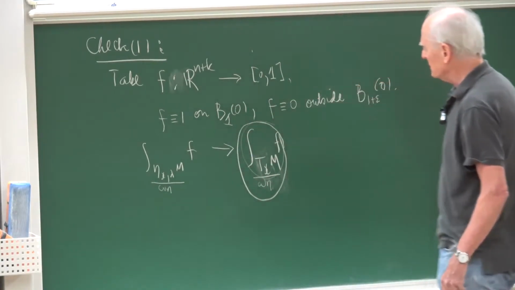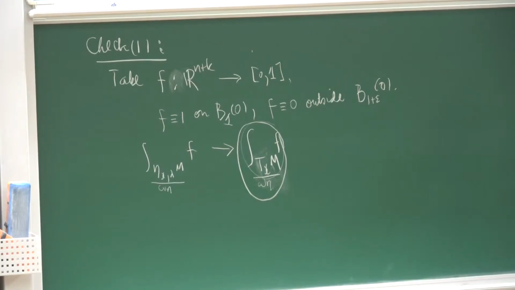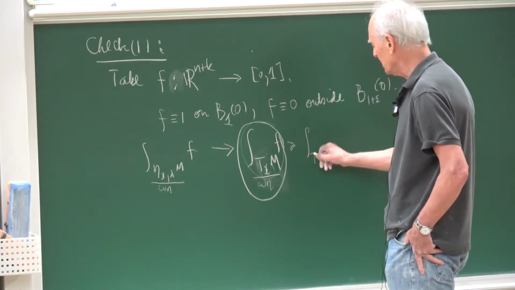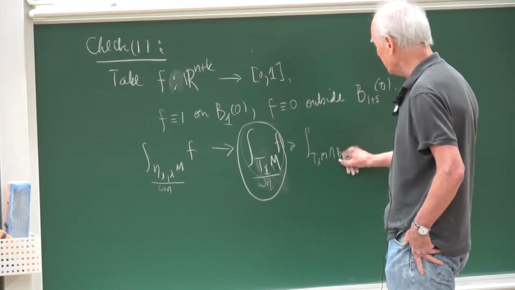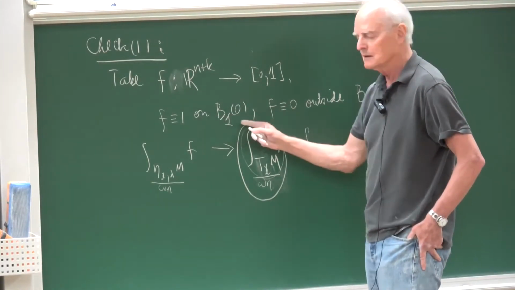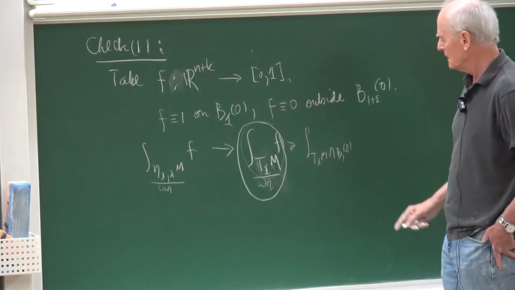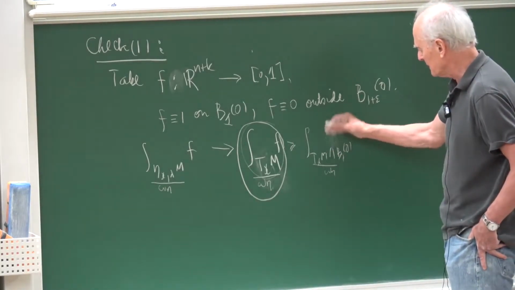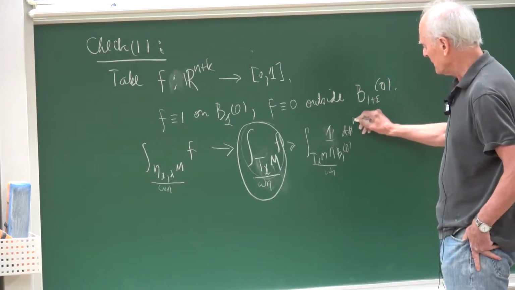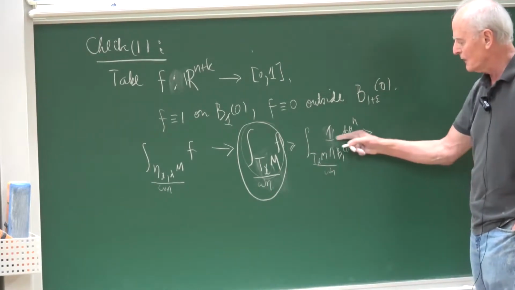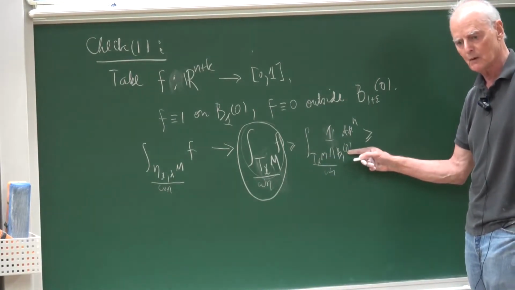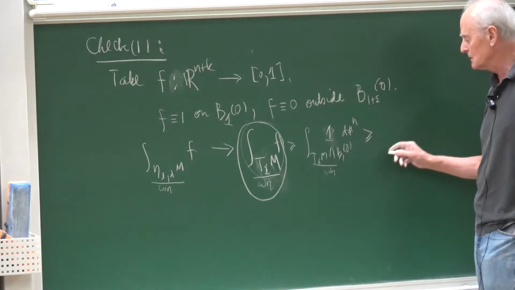And then let's look at that ratio, that number. Well, that number is certainly bigger than or equal to 1, because f is bigger than or equal to the indicator function of the unit ball, so the integral over M intersect B1 is certainly bigger than that, over omega n. But that's just the volume of the unit ball in R^n, right? It's an n-dimensional subspace intersected with the ball of radius 1, so that's omega n again. So this is equal to 1.